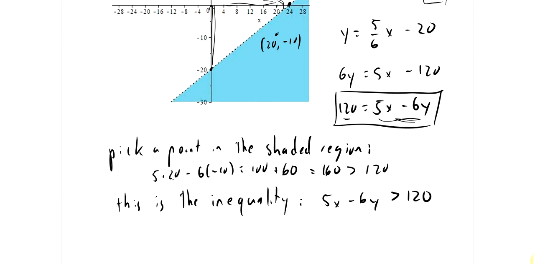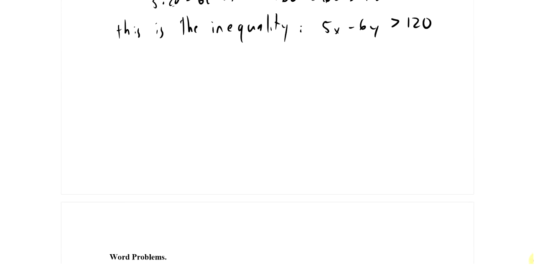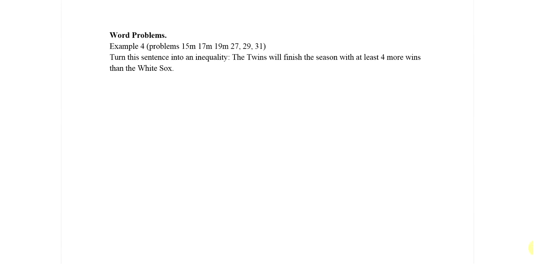So how do we go from words to these kinds of problems? We have to take sentences and turn them into inequalities. So here's one sentence that we hope will be true. That is that the Twins will finish the season with at least 4 more wins than the White Sox. How do you turn that into an inequality? First thing to do, define your variables. Always the first thing to do in dealing with a word problem.